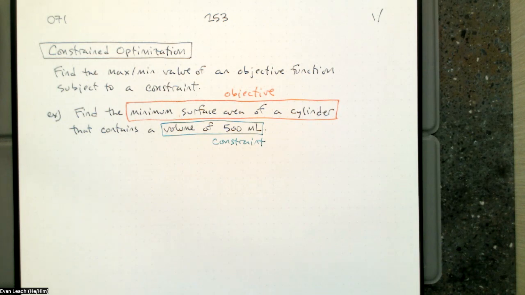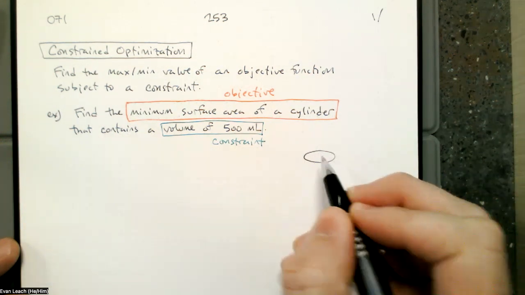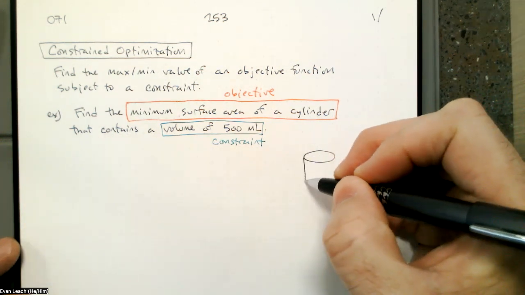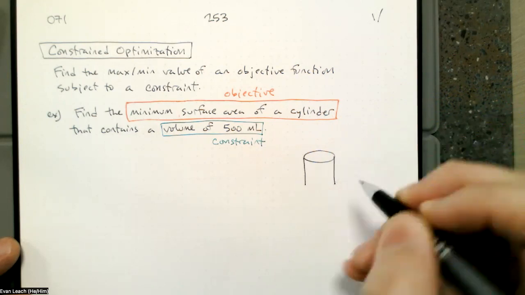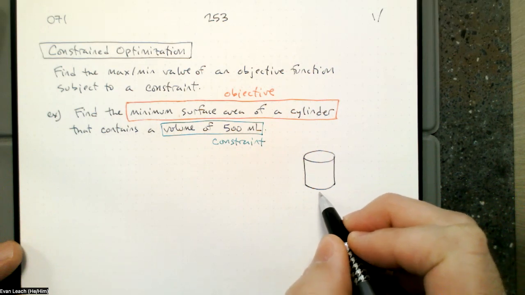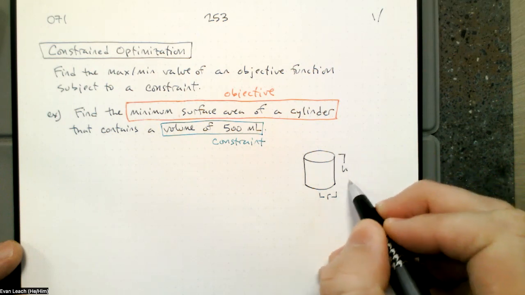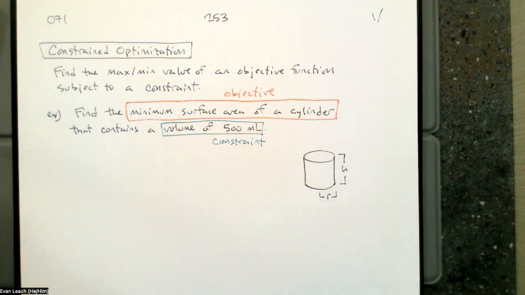All right. So let's draw a picture of a cylinder, and then let's optimize that cylinder. So a cylinder is just a circle stretched out through a height. So what we need for a cylinder is a radius and a height. And then we need to define our two functions.